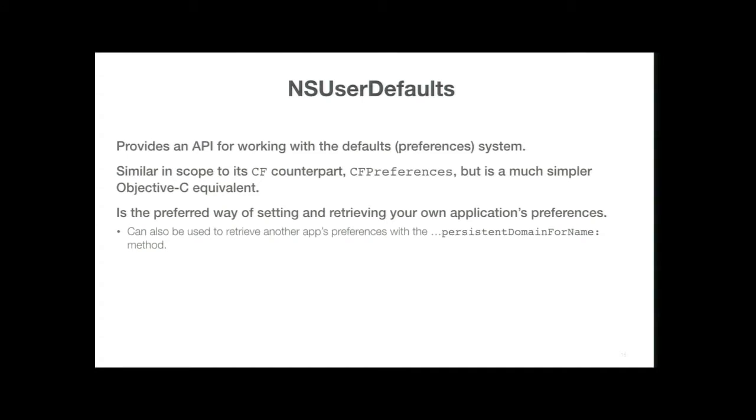NSUserDefaults is the standard API for working with the preferences system. It's an Objective-C API, similar to the CoreFoundation counterpart, which is CFPreferences, but it's simpler to use. This is the preferred way of setting and retrieving your own application's preferences. And you can also use it to retrieve another app's preferences with the persistentDomainForName method.